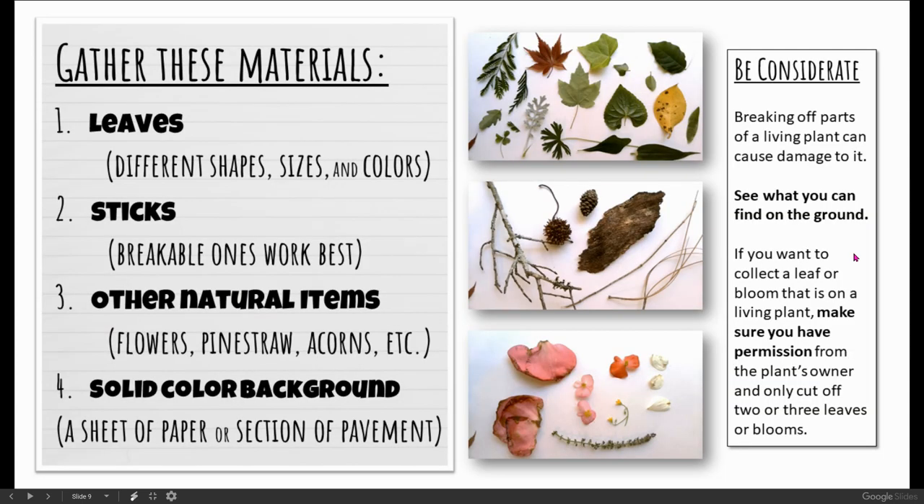I'd like for you to think about gathering these materials, but also be considerate. Breaking off parts of a living plant can damage it, so see what you can find on the ground. If you want to collect a leaf or a bloom, like a flower, that is a living plant, make sure you have permission from the plant's owner. So don't go around your neighborhood just cutting off plants. See what you can find on the ground. Here are some examples of materials: leaves, sticks, other natural items like flowers, and a solid background could be like the pavement on the floor or a sheet of paper.